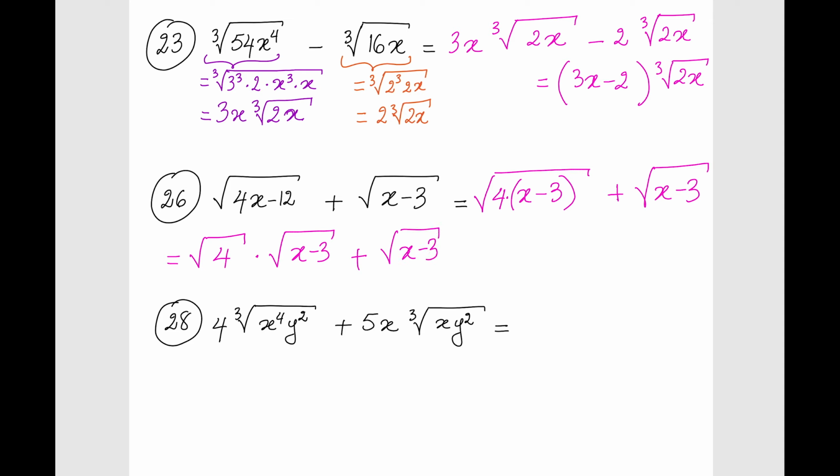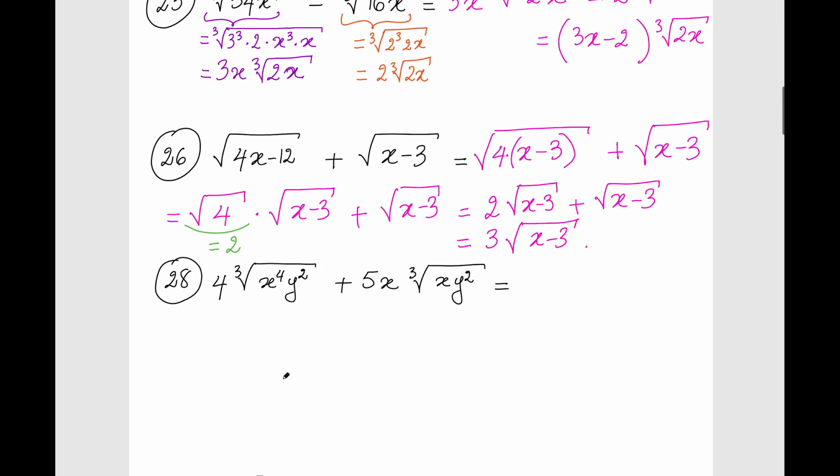And what's square root of 4? Well, this is 2. So this whole thing becomes 2 square root of x minus 3 plus square root of x minus 3. And this is how much? This guy and this guy are the same. They're like terms. So 2 of this image plus 1. This is 1 of that image. It's 3 of the same image, right? 3 of the square root of x minus 3 image. Okay, 28.